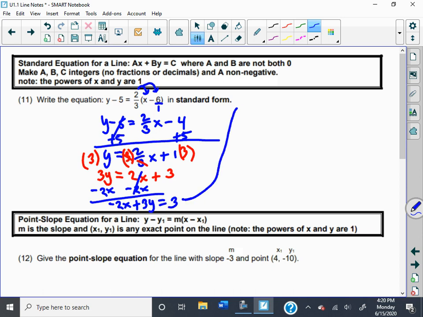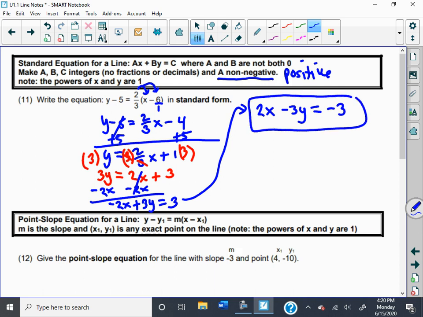Now, I don't want to lead off with a negative. That just says a needs to be non-negative, or positive. To get rid of that negative in front, all I have to do is multiply everything by -1. Multiplying everything by -1 just means all the signs change to their opposite. So negative 2x changes to positive 2x, plus 3y changes to minus 3y, and positive 3 changes to negative 3. All I did was multiply through by -1, and that changed the negative 2 to positive 2, and all the other signs changed also. So that's standard form, ax plus by equals c.